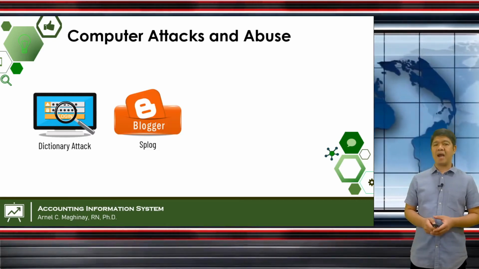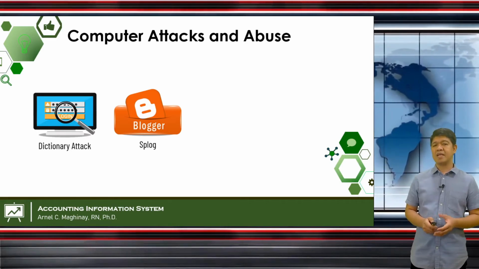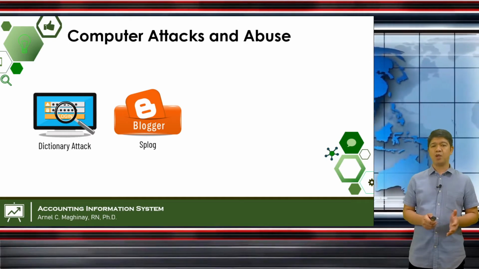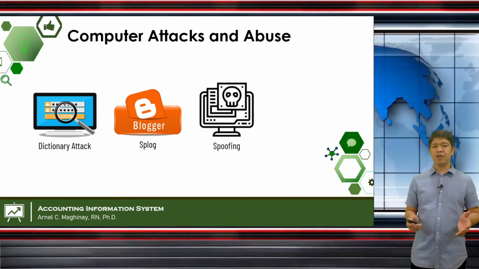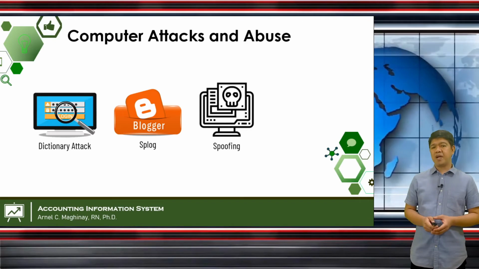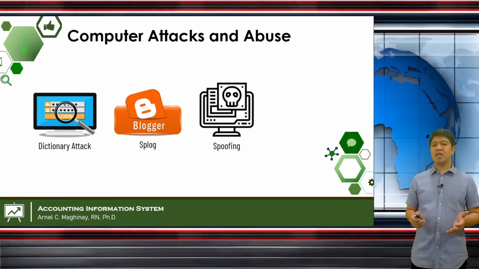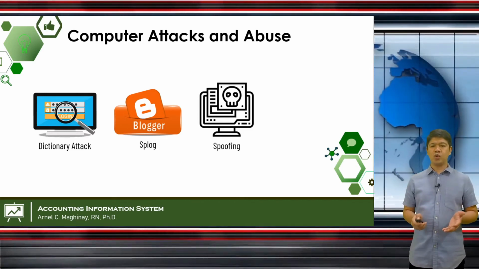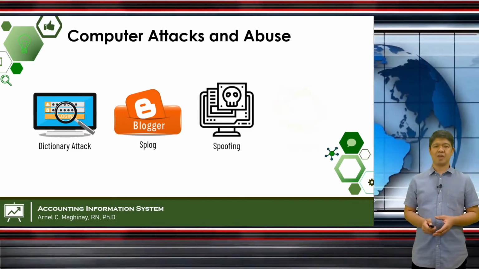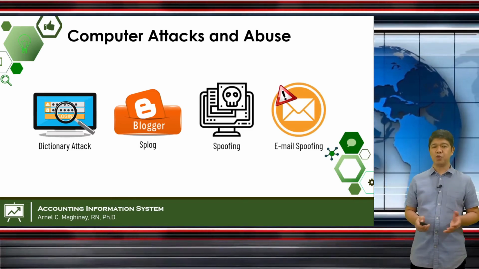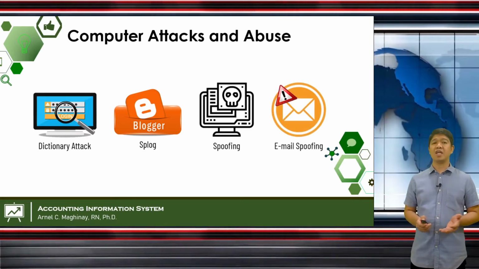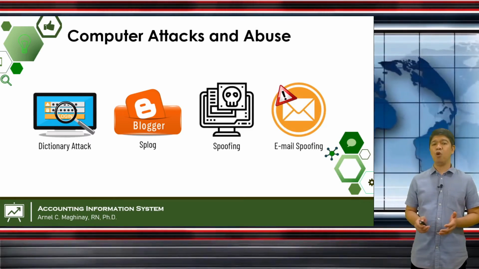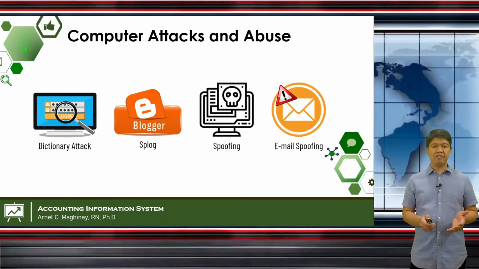Splogs, or spam blogs, are created to increase a website's Google page rank, which is how often a web page is referenced by other web pages. We have spoofing, altering some part of an electronic communication to make it look as if someone else sent the communication in order to gain the trust of the recipient. We also have email spoofing, making a sender address and other parts of an email header appear as though the email originated from a different source.